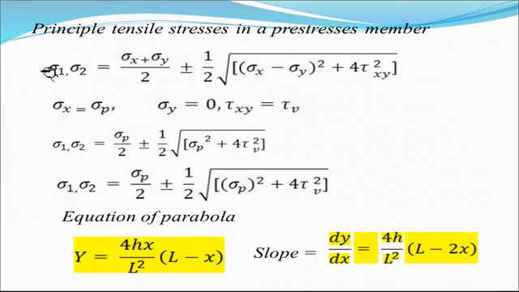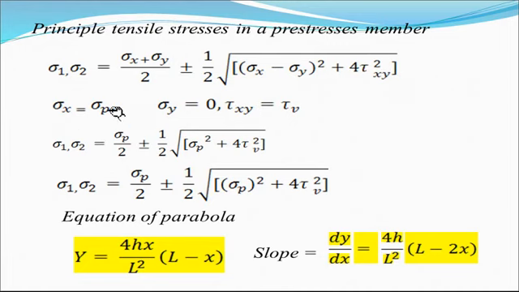Sigma 1, that is the maximum principal stress, and sigma 2 is the minimum, is equal to (sigma x plus sigma y) divided by 2, plus or minus 1 by 2 under root of (sigma x minus sigma y) whole square plus 4 times tau xy square. Here sigma x and sigma y are the normal stresses along the x and y directions, and tau xy is the shear stress.